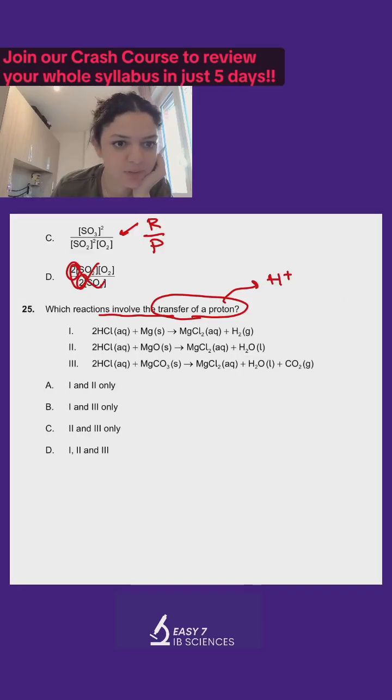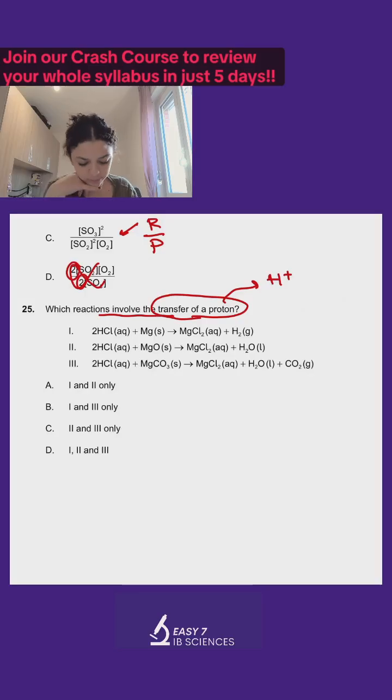So let me know what you're thinking. Which one's going to be the transfer of a proton? One and 3, very good. Someone said 1 and 3, exactly, good. How did you notice it was 1 or 3?